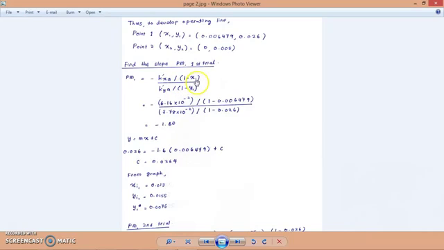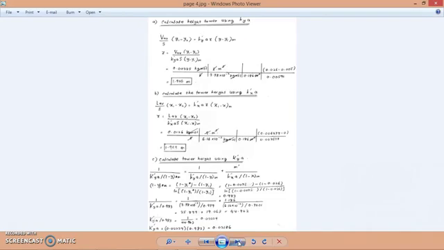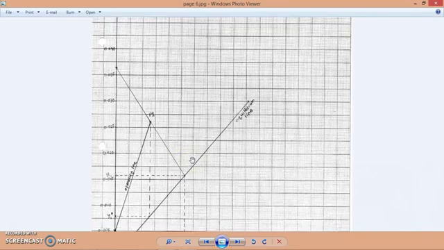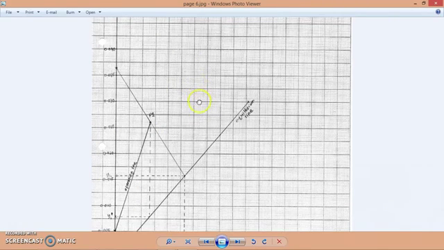Since we already know the values for x1 and y1 from the material balance, we can find the value for PM1, which is minus 1.6. Using the linear relation, y = mx + c, we can calculate the y-intercept for the first trial of the slope, and you will get 0.0364. If we look at the graph, this is your equilibrium line and this is your operating line, and the y-intercept is situated over here, which is 0.036.